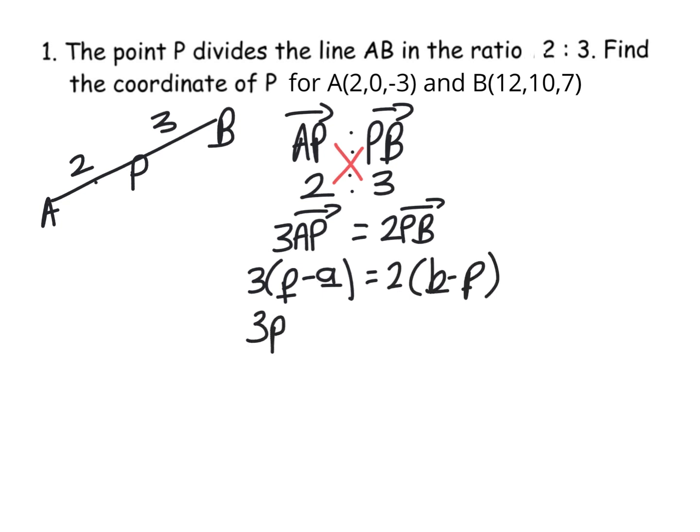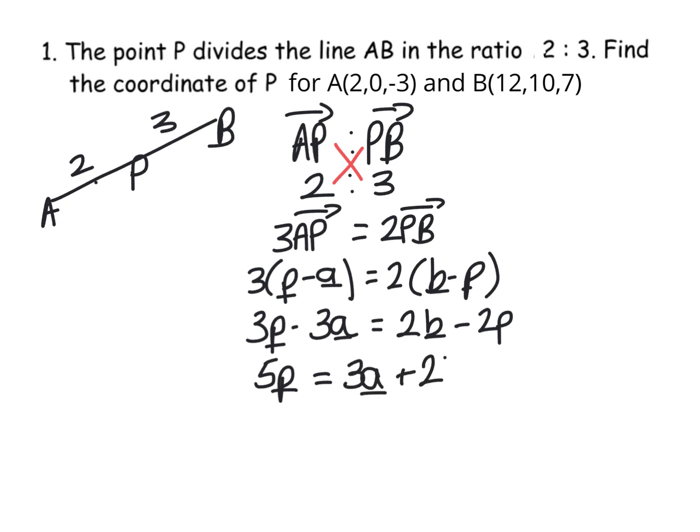Expand your bracket, 3P minus 3Q. Oh, that's not a Q, it's an A. I misread my own writing. 3A equals 2B minus 2P. Now, bear in mind we're trying to find P, so we're going to bring all the P's to the left and all the other stuff to the right. So that's going to become a plus 2P, so we're going to have 5P equals, minus 3A will become positive, so I'm going to just put it first.